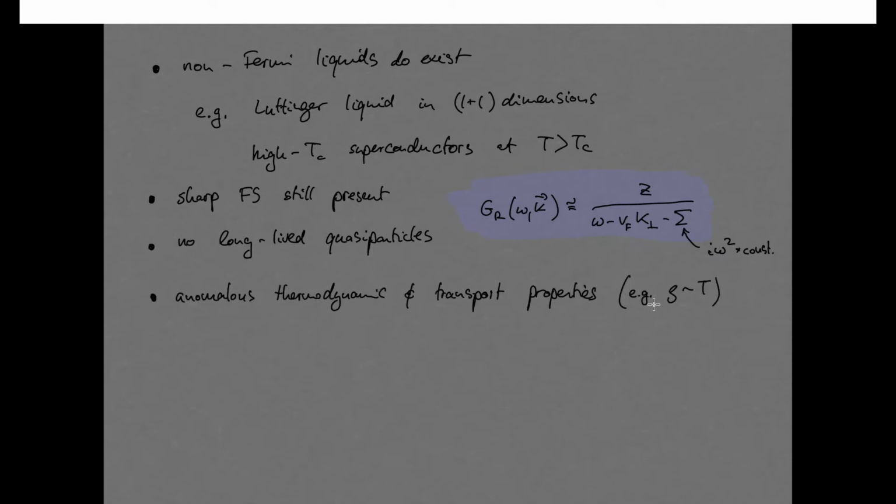Non-Fermi liquids have anomalous thermodynamic and transport properties that you can measure. For instance, the resistivity of high Tc superconductors in the normal phase goes linearly with the temperature. Whereas for Fermi liquids, this was a quadratic behavior in the temperature. So very different.